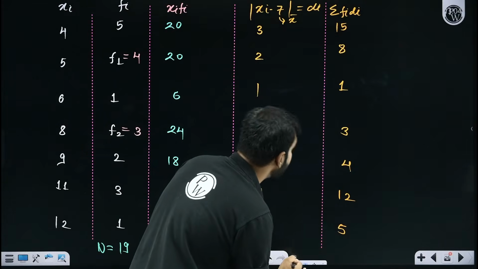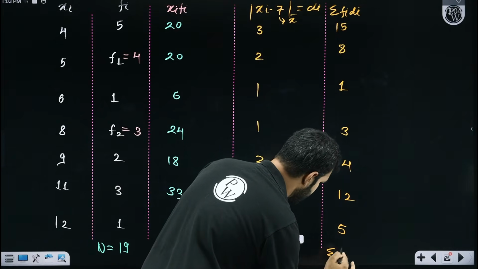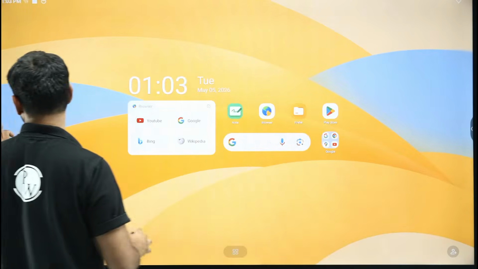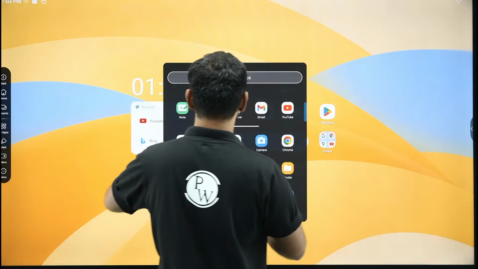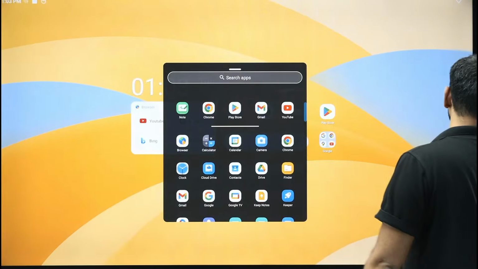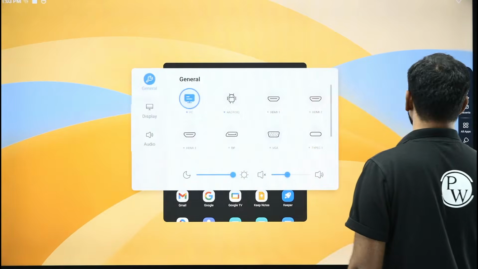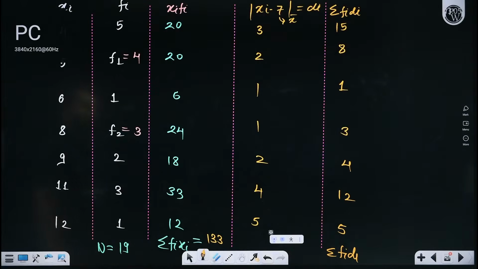Now, can somebody quickly tell me what is summation fi di? How do I remove this? I think this should be removed. Okay, let me get it removed. I think PC it was, right? Okay, this is where we were.